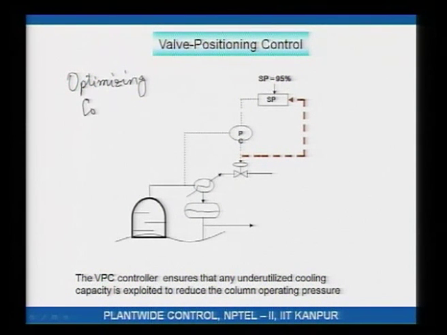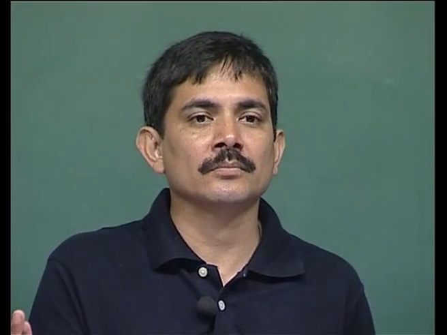Optimizing control. All right. That is, by implementing valve positioning controllers, what you are trying to do is either minimize steam consumption or minimize electricity consumption. Another place that I know it is used is to maximize production or maximize throughput. Optimizing controllers are also used in that application. We will talk about that through the course, but the point is valve positioning control is routinely employed in order to make your operation as economical as possible.